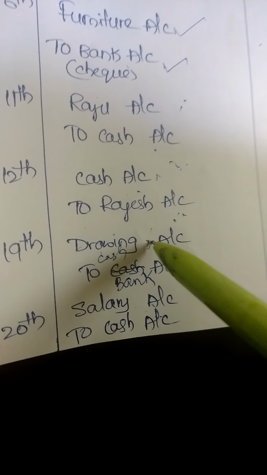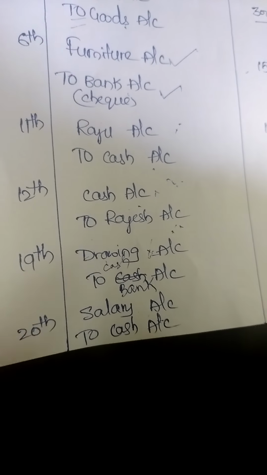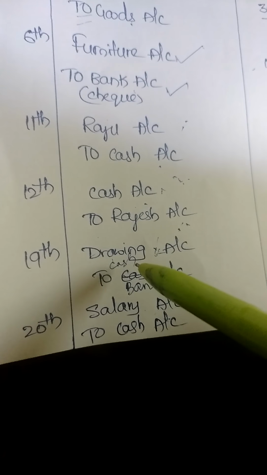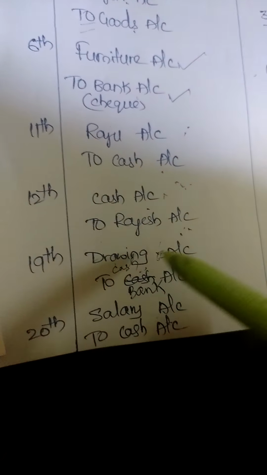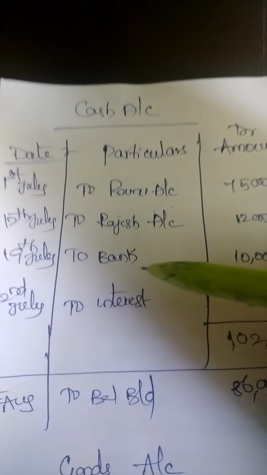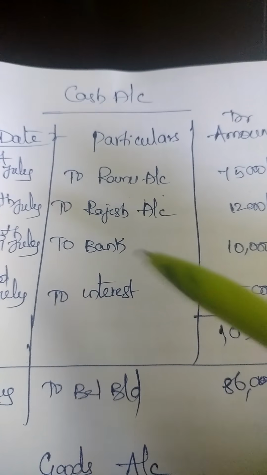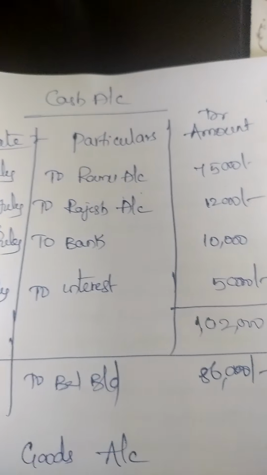Next, we have one more cash account entry here, that is drawing of amount, withdraw of cash. So we have to write this one under the cash account. So cash account, that is on 19th, the amount is 10,000 rupees. That also we have to write here as to bank. Why to bank? Bank is the giver, that is the reason I wrote here to bank. The amount is 10,000 rupees.